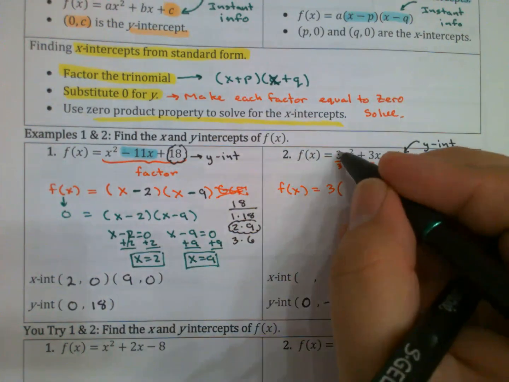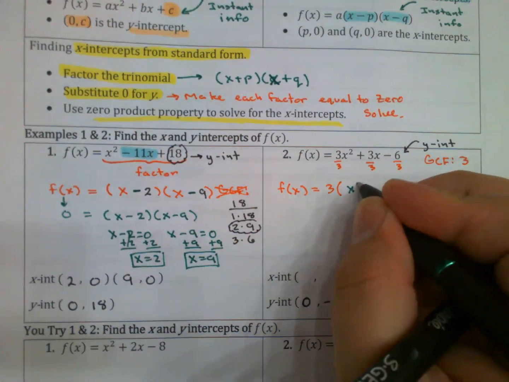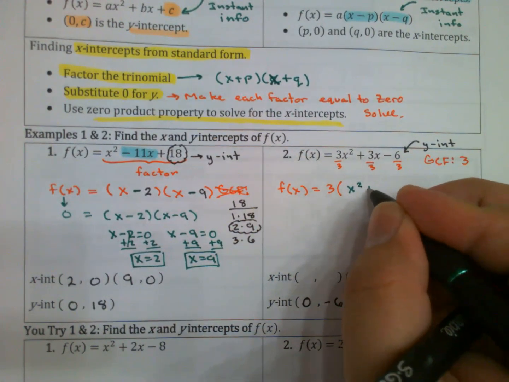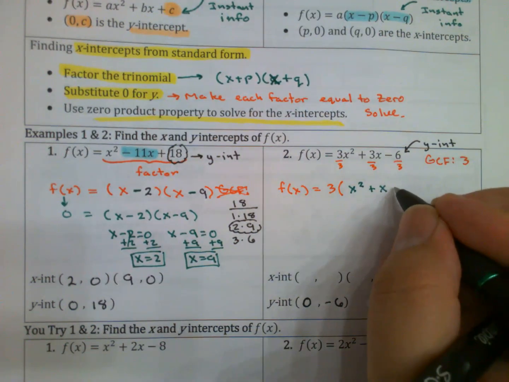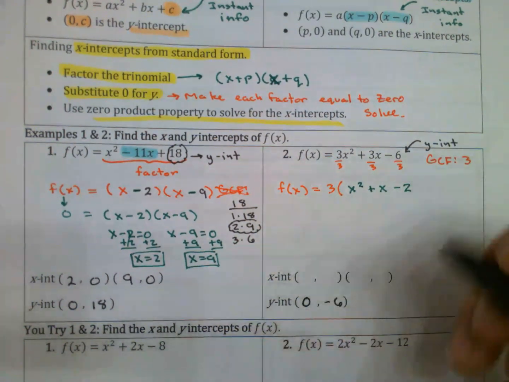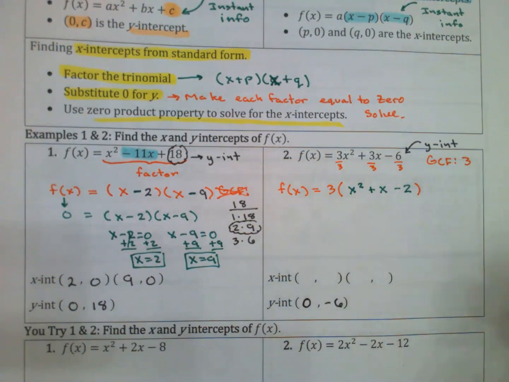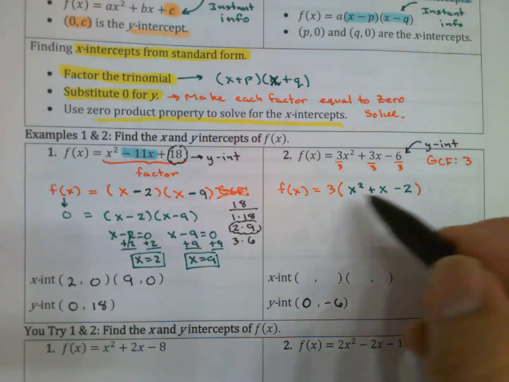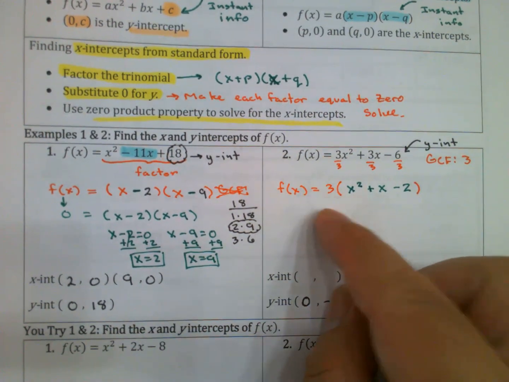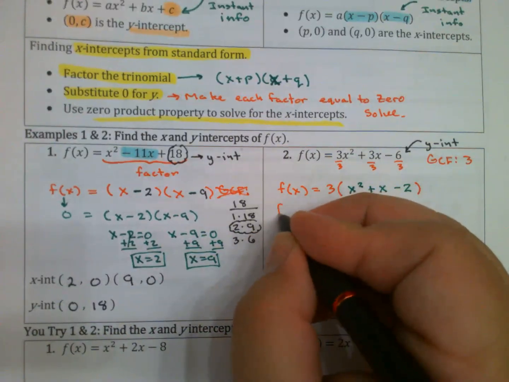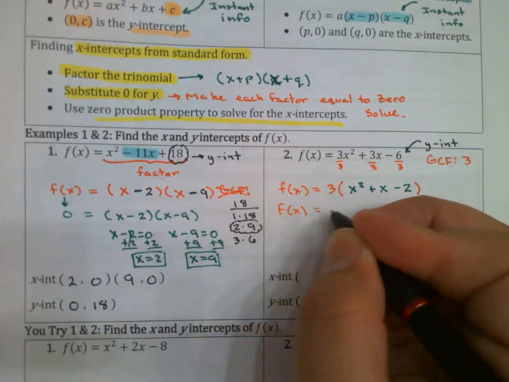So 3 divided by 3 is 1x squared. 3 divided by 3 is 1x. Negative 6 divided by 3 is negative 2. And we close our parentheses. Now, we're not done factoring, but I'm done with the GCF portion. Remember, that 3 is out there from now on. So f of x is equal to 3.